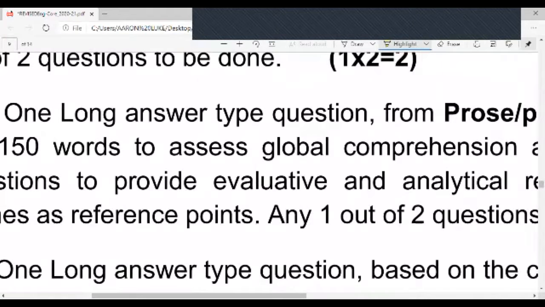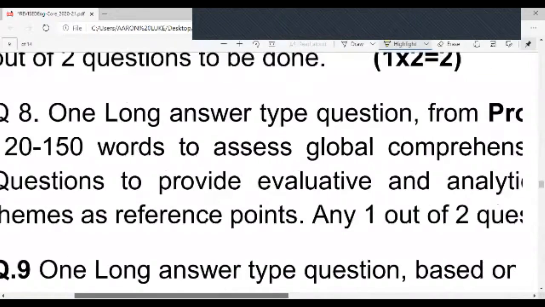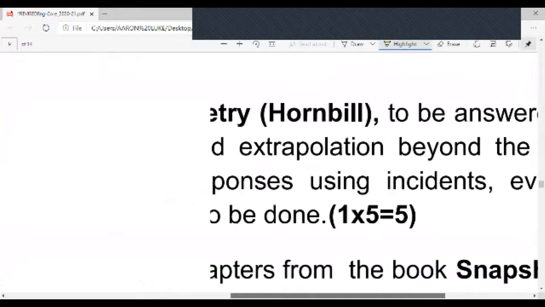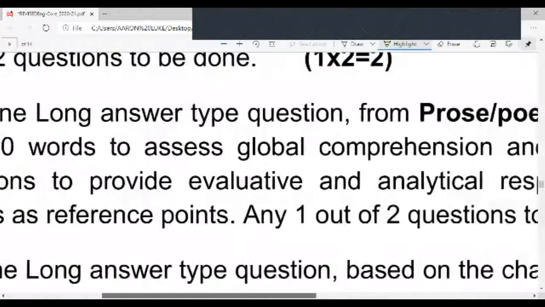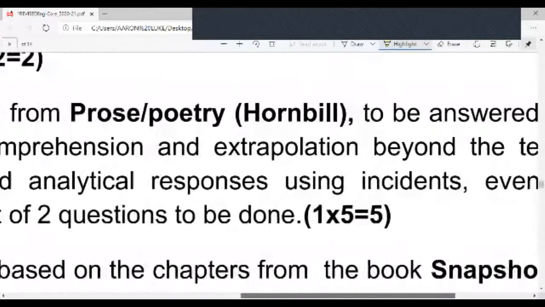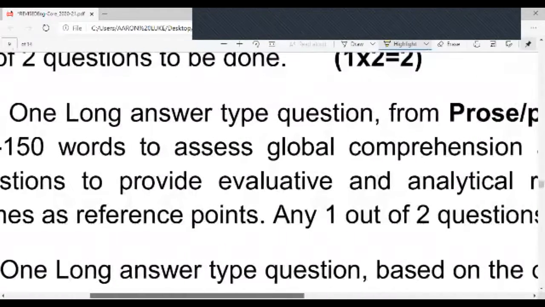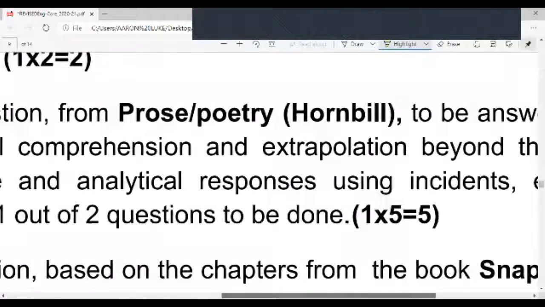The same objective, the next question, question number 8, is also from the prose lesson. One long answer type question from prose or poetry to be answered in 120 to 150 words to assess global comprehension, extrapolation beyond the text, questions to provide evaluation and analytical responses using incidents, events, themes, and reference points. Any one out of the two questions to be done. So that is 1 into 5 is equal to 5.